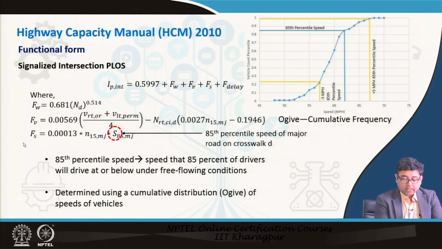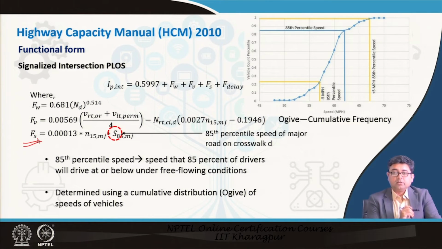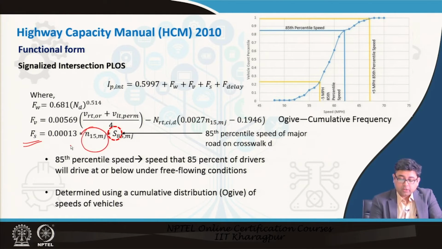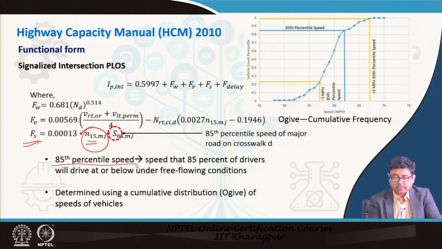Finally, you also have to calculate Fs. You want to know the speed of the vehicles on the road that you are trying to cross. So, when you want to know the speed of the vehicles, you have to know the volume, which you have already calculated. You have calculated the volume for the 15-minute period. Along with that, you have to calculate what is called the 85th percentile speed.